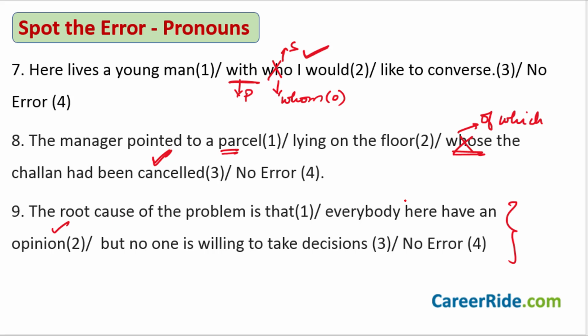This is the second part of the sentence which has got a mistake in it. Everybody is a singular. It behaves as a singular. It is a distributive pronoun we have seen. "Everybody here has" is what you say. It takes singular verbs with it. It takes singular pronouns with it. So everybody has an opinion, but no one is willing to take decisions.